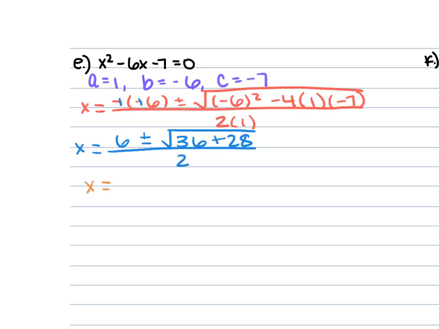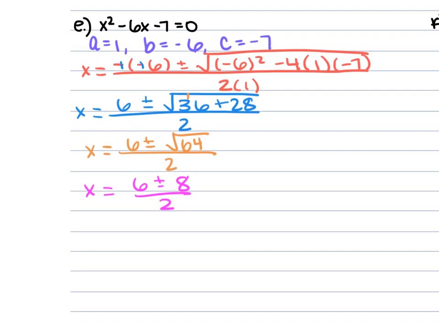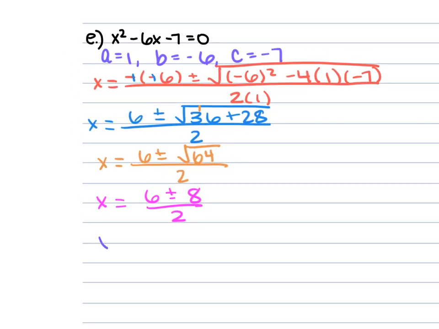So this simplifies further to be x equals 6 plus or minus the square root of, 6 plus 8 is 14, carry the 1, 4 plus 2 is 6, so that's 64, all over 2. That square root of 64 is 8. So this is going to be x is equal to 6 plus or minus 8 over 2. So we're going to separate this into two equations: x is equal to 6 minus 8 over 2, as well as x is equal to 6 plus 8 over 2.